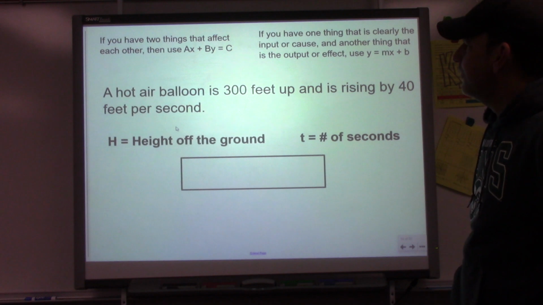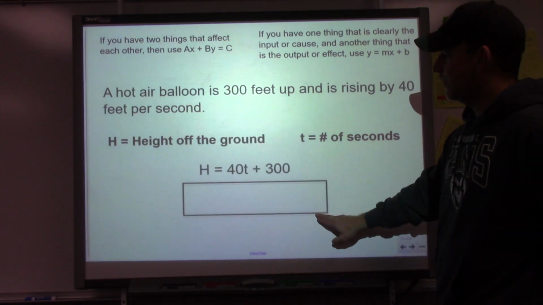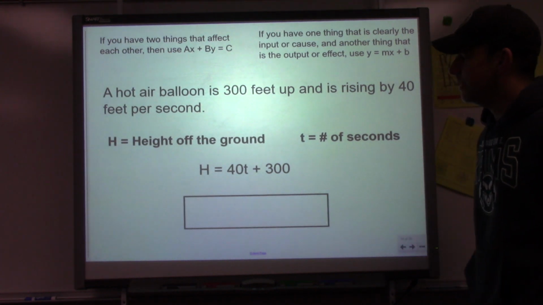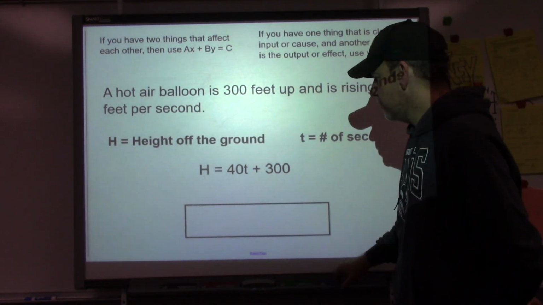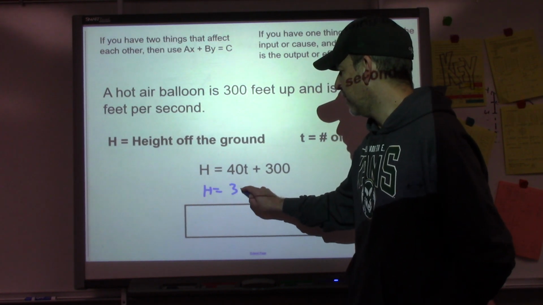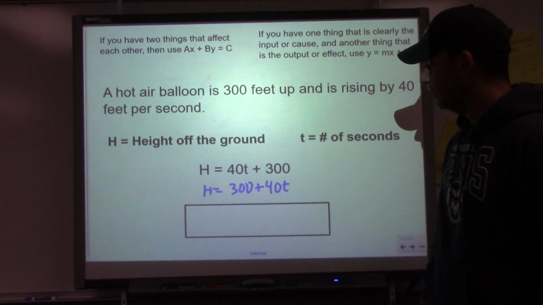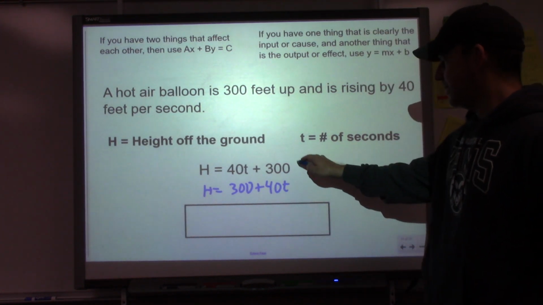Hot air balloon is 300 feet up and is rising by 40 feet per second. H is the height off the ground, t is the number of seconds. Again, that has a starter-changer type of feel to it. So it should be y equals mx plus b: H equals 40t plus 300. Now, you could, let's do this one more time, have written H is equal to 300 plus 40t. That's perfectly acceptable. What you can't do is put the t on the 300.